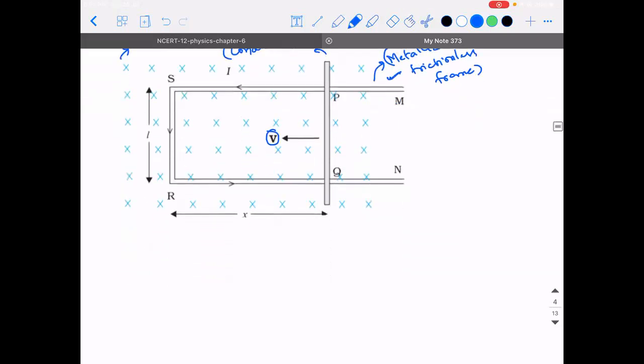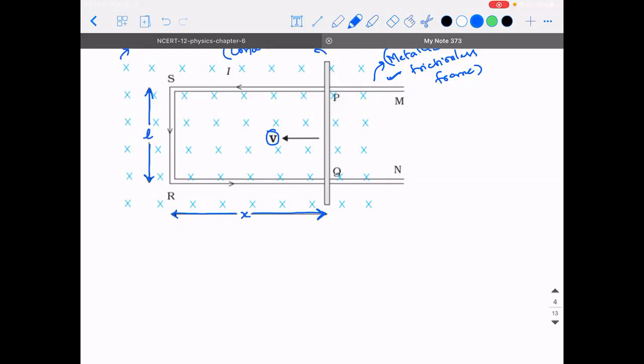Let's say at some instant, the conductor is at a distance x from the fixed end. And let's say the length of the conductor is L. Okay. Am I clear till this point? You guys understood the construction, right?